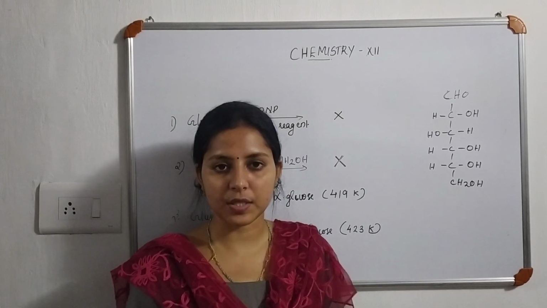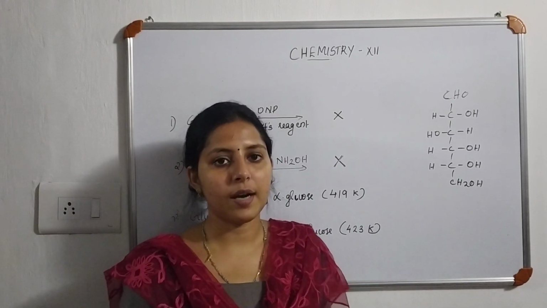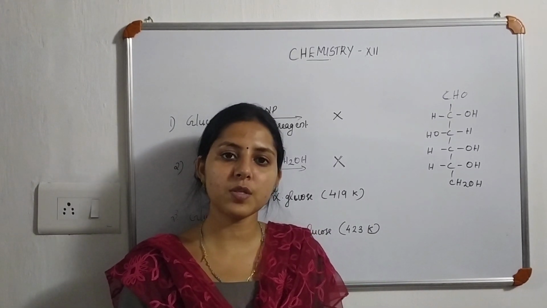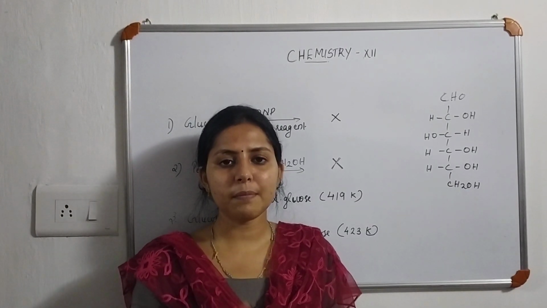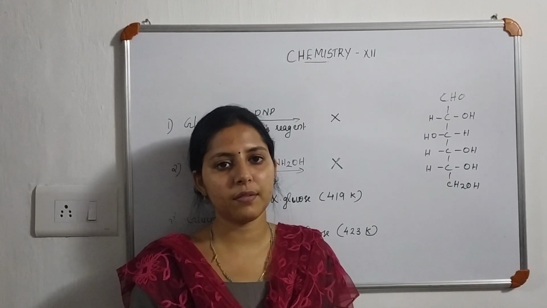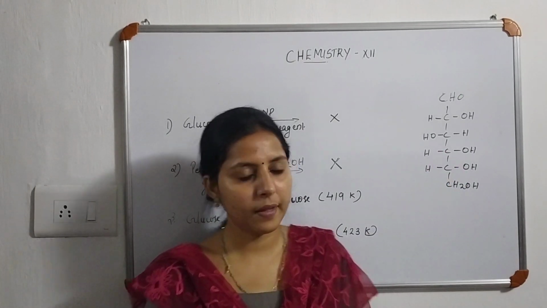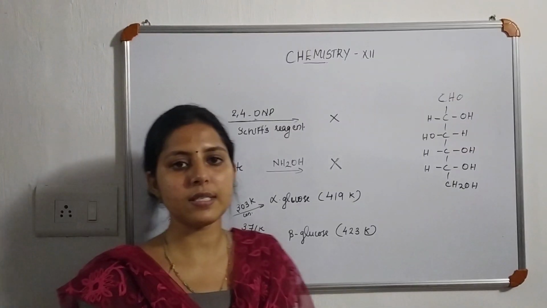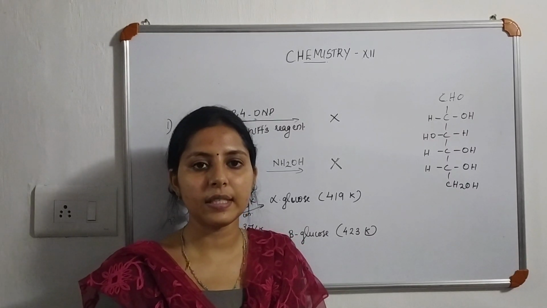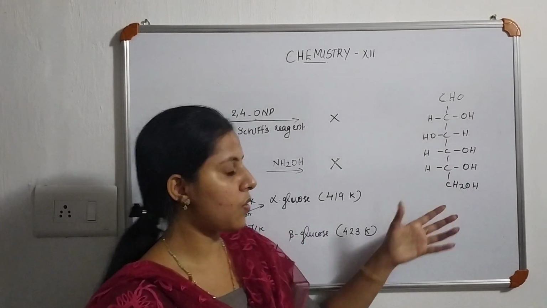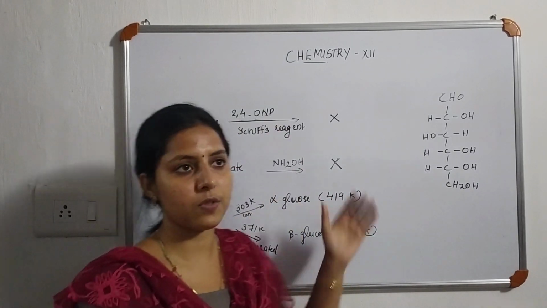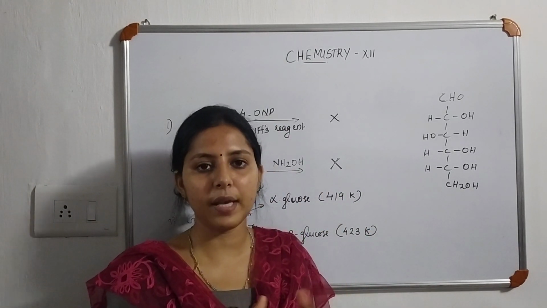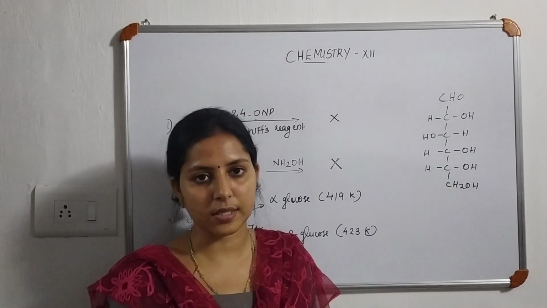This is the open chain structure of glucose with 6 carbon atoms, and we have seen that most of the chemical properties of glucose can be explained with this structure, but some other reactions could not be explained with this open chain structure. These are the 3 reactions which indicate the limitations of this open chain structure, because these 3 properties of glucose cannot be explained with it.